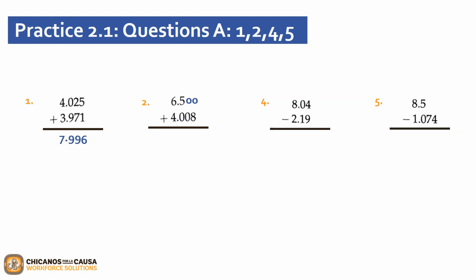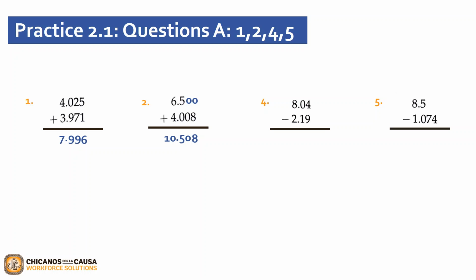So now we can go ahead and start adding. Starting at the right, we have 0 plus 8, which is 8. 0 and 0, 0. 5 plus 0 gives us 5. And finally, 6 plus 4 gives us 10. So we have a final answer of 10.508.